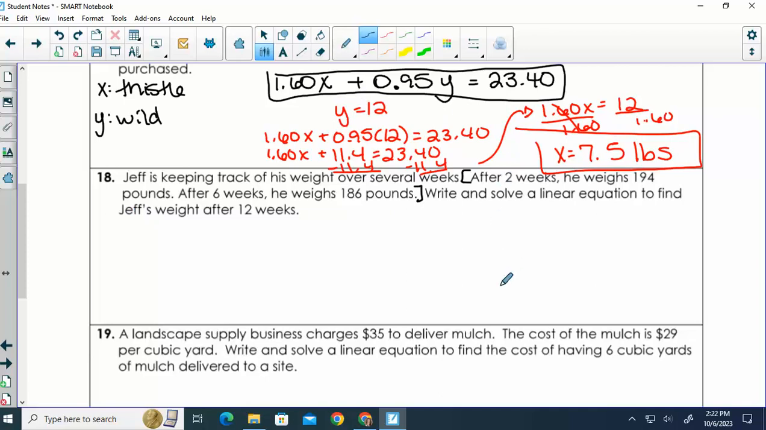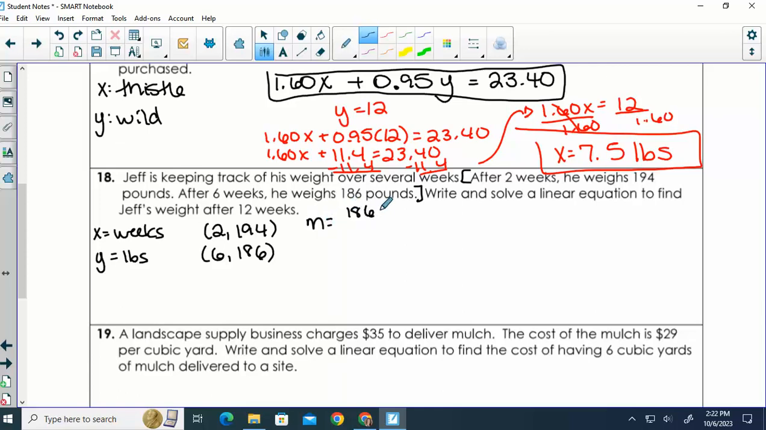What did I give you here? The 2 points. After 2 weeks, he weighs 194 pounds. So what's my x here? The weeks. You could make it pounds. It'll change your equation, but that's why I had you identify it. And then my y would be my pounds. So my points: 2 weeks, 194 pounds. 6 weeks, 186 pounds. So now we have 2 points. How do we get an equation from this? Everybody better be paying attention right now.